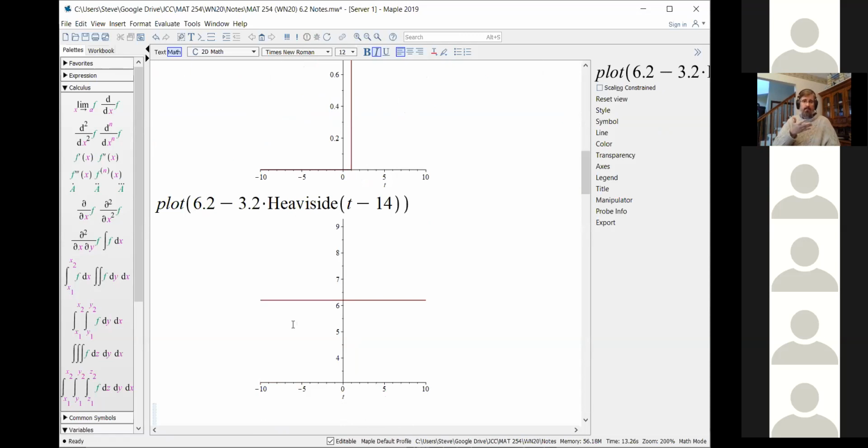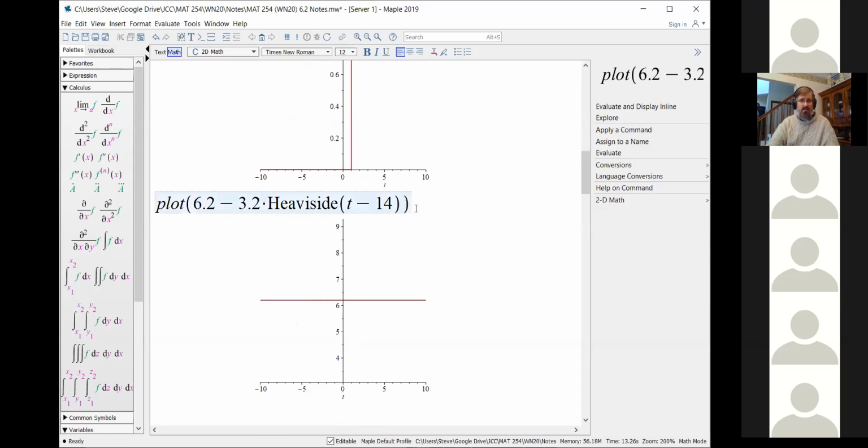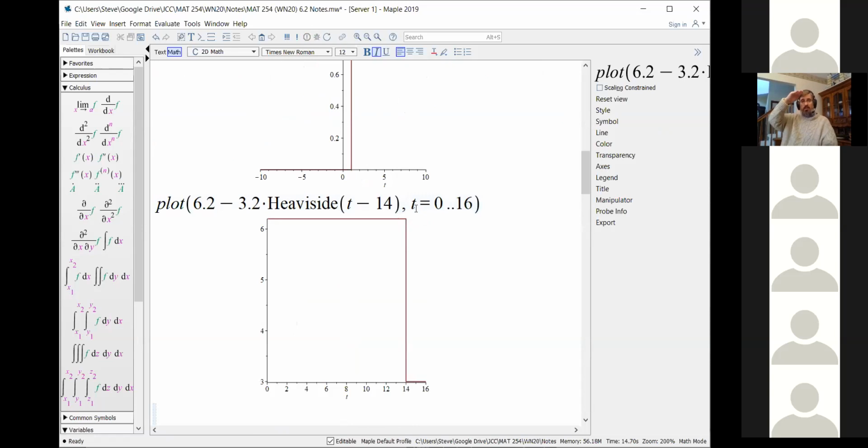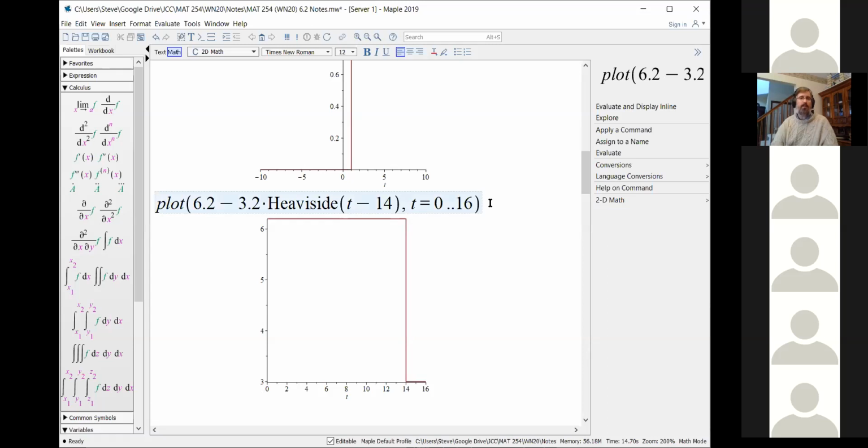Now, of course, Maple's giving us this crazy graph from -10 to +10, so we have to change the t value settings. So I'm curious about 0 to, I don't know, 16. And sure enough, it starts off at 6.2 and then drops down to a height of 3. It's a little deceptive. The scale on this is 3. So it does exactly what we predict it to. It's 6.2 and then drops down to a height of 3.